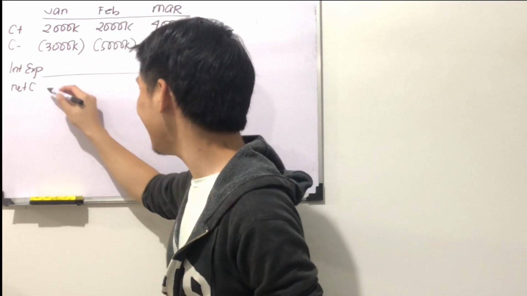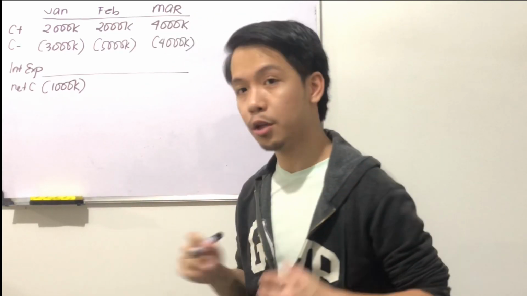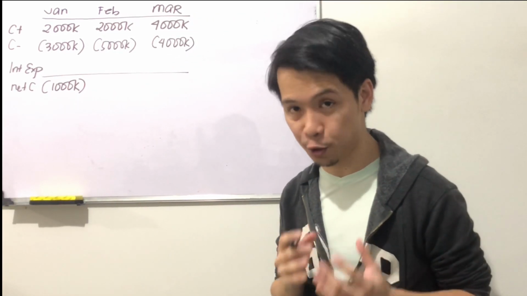For January, that's negative 1 million. Let us look at the beginning balance of cash. That is 2 million pesos.